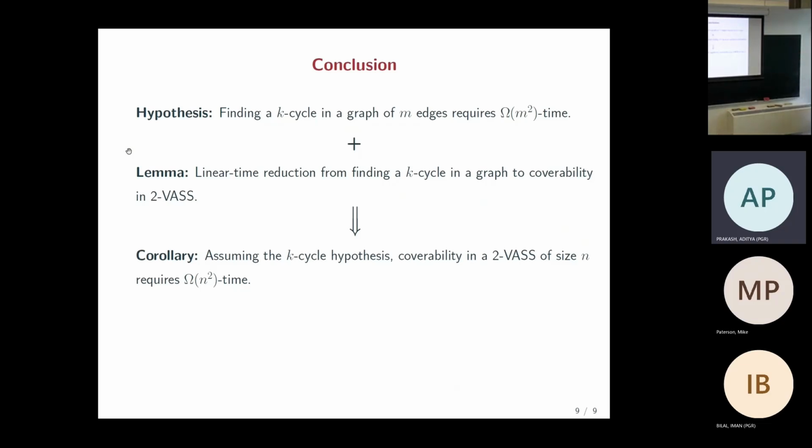And so if this thing has size n, which is like the number of nodes plus the number of weighted edges, then this requires quadratic time as well. So if you believe the hypothesis, then this is fine.